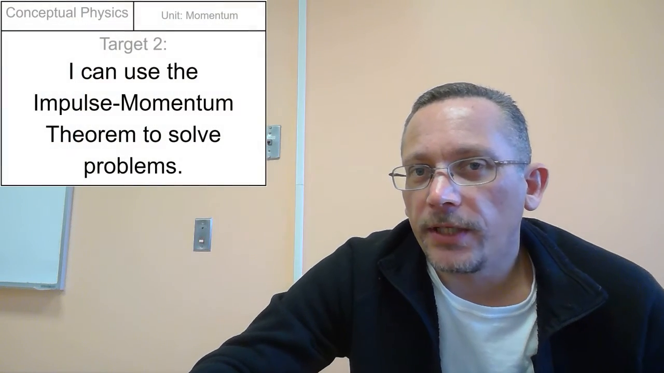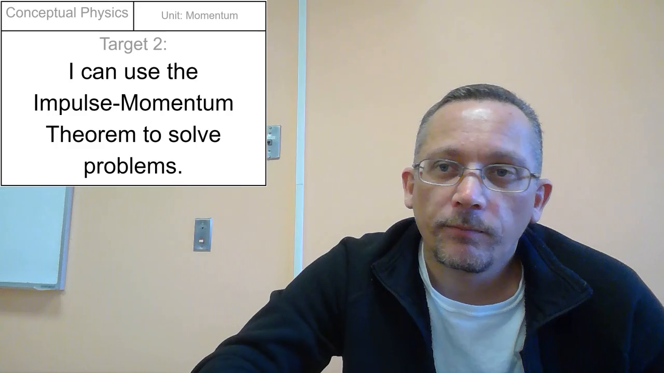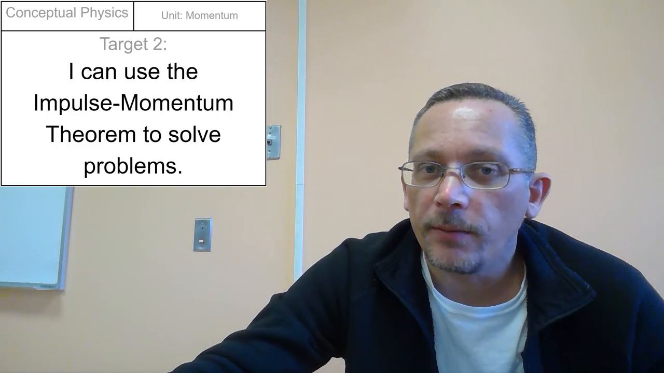Okay, so there's a little bit about the impulse momentum theorem and how we use it. Ft equals m delta v. Hopefully that helps us be able to use the impulse momentum theorem to solve problems.